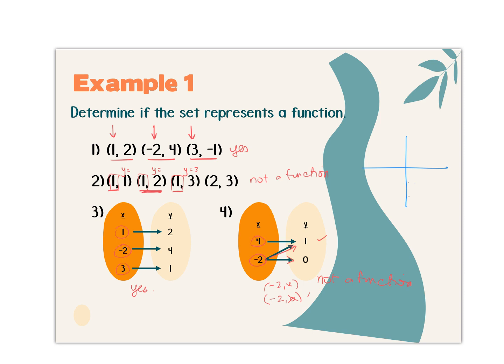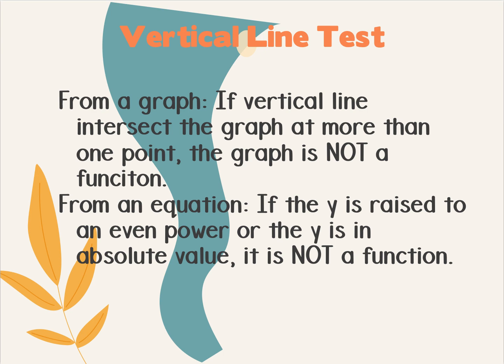Now, what if I drew one that looked like this? Well, if I go down, I notice, oops, look, I hit 2 points with one vertical line. So because I hit 2 spots, this is not a function. So a vertical line test is one great way to tell if you have it in graph form. Again, in a graph, if a vertical line intersects the graph at more than one point, the graph is not a function.